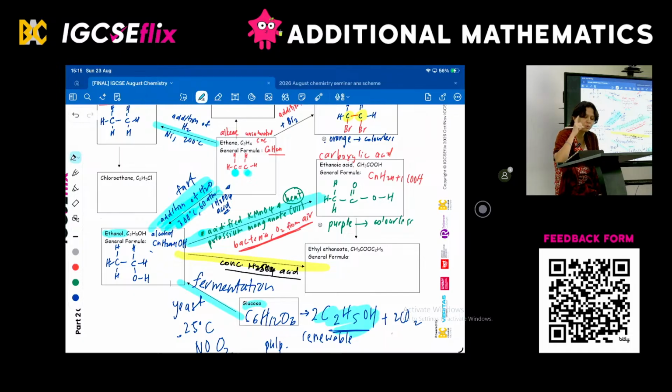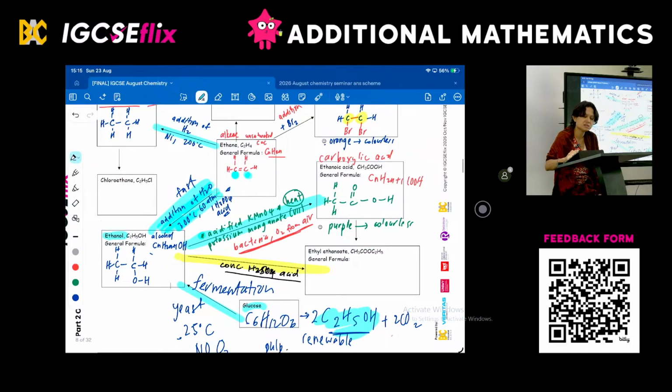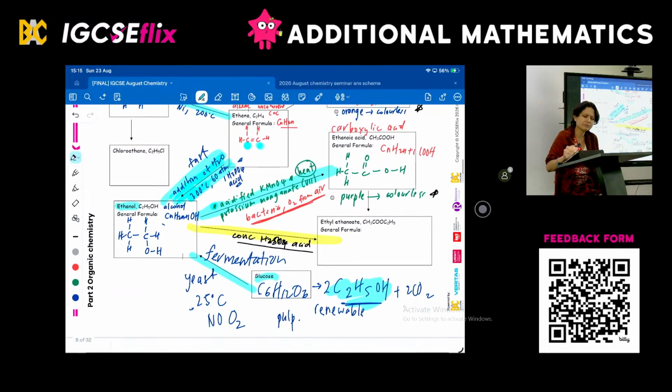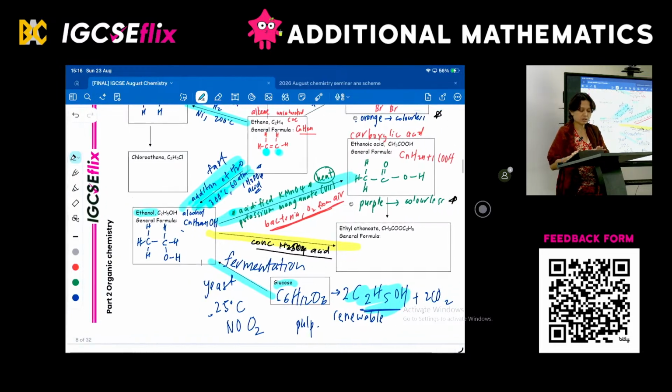Can? Okay, so what are the things that you need to remember? The common ones is how to test. Purple to colorless. These 2 colors, every year they ask lah. Please make sure you know. Okay? And then after that, the 2 ways of making ethanol and the 2 ways of making carboxylic acid from ethanol. From ethanol to ethanoic acid got 2 ways. To make ethanol got 2 ways. One from ethene, one from glucose. Which one is better and why? Can remember? Okay? Can I move? I can move it.